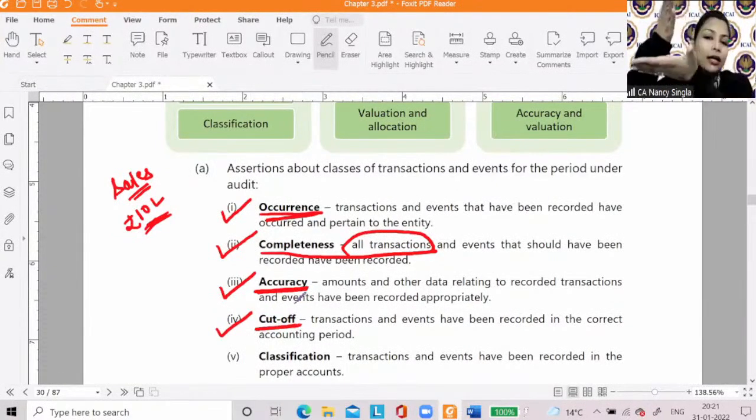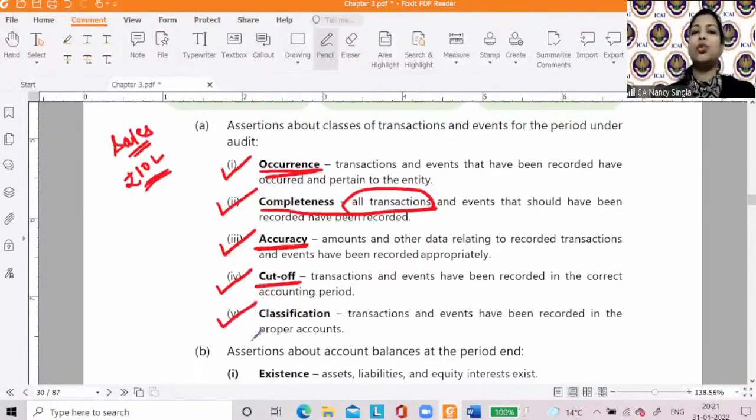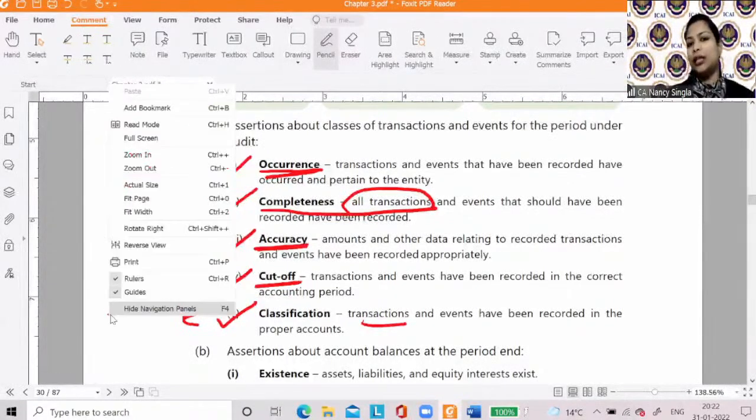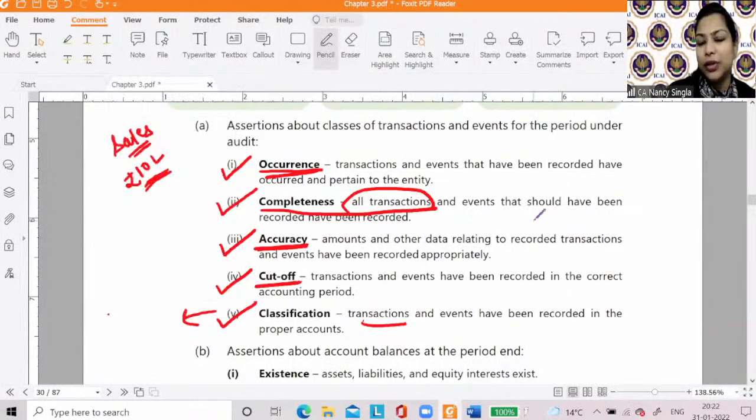Cut off: that sales up to 31st March are only appearing. The sales pertaining to only 12 months are appearing. The cut off period is till 31st March. The sales transactions are only those which pertain to the current year. And classification: whatever has been shown has been properly classified. Let me give you another example here. Let's say if any expense has been shown in the P&L, it means that it is revenue in nature. It is not to be capitalized. Proper classification has been done.